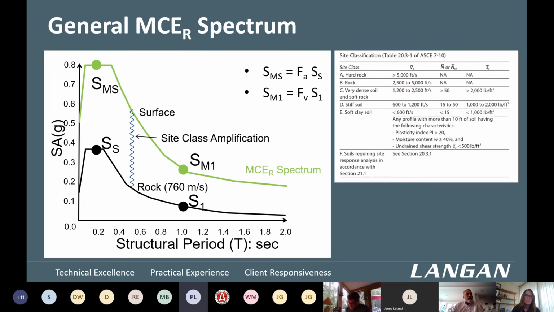And then you modify that. And then this green spectrum becomes your maximum considered spectrum, which is for very rare events, and you take 2/3 of that, which forms the basis for the design earthquake for buildings and structures.